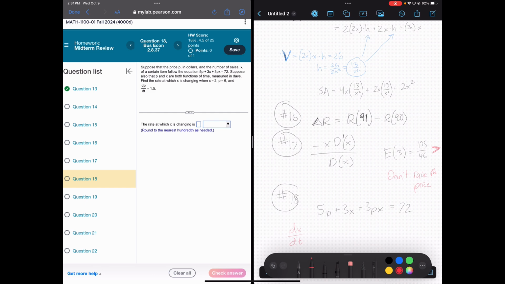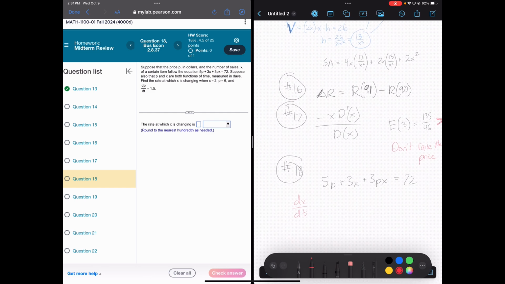Since this function is in terms of variables that aren't t, I have to differentiate implicitly. I have to take the derivative in terms of t, and every time I see a p or an x, I have to use implicit differentiation. So for example, the derivative of 5p gives me 5 times dp over dt. When I differentiate 3x, I get 3 times dx over dt. What does this piece require?